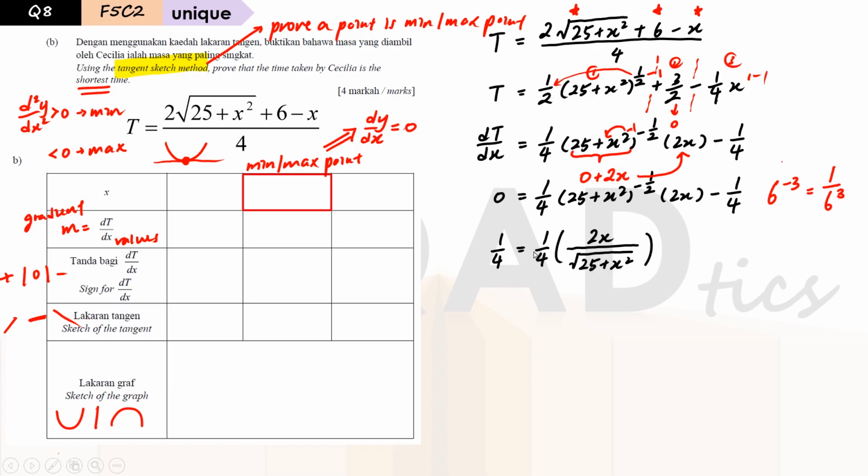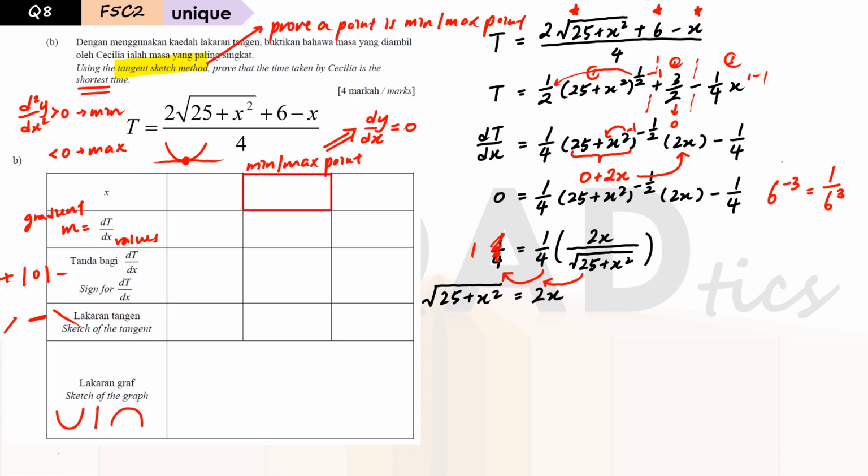Now the 1 over 4 here, let me move it to the other side. Since we are dividing the same value, eventually it will be 1. And since this is 1, I can also move this square root to the other side. It will be something like this. And then I will be moving the square root to the other side.